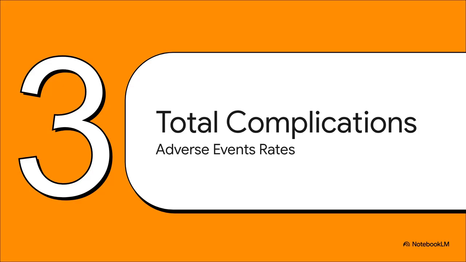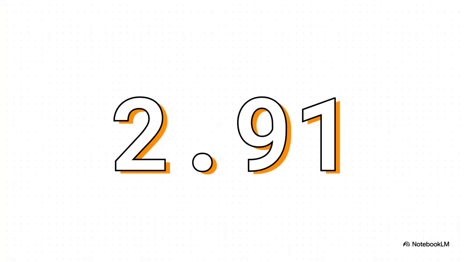Okay, Section 3, Total Complications and Adverse Event Rates. When we zoom out a bit to include minor complications that still required some form of clinical intervention, say hemorrhage that didn't quite require a transfusion, the gap actually widens. Synthesizing all this data yields a pooled odds ratio of 2.91. That means the risk of experiencing literally any form of clinical complication is nearly 3 times higher for the medical abortion cohort compared to the procedural one.